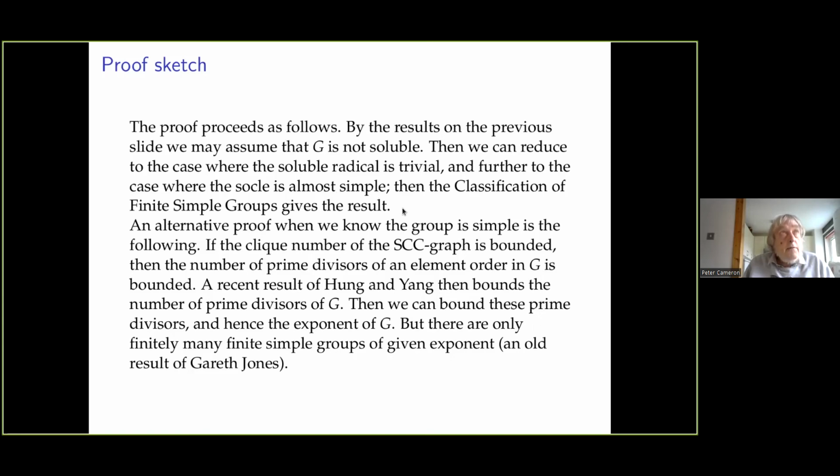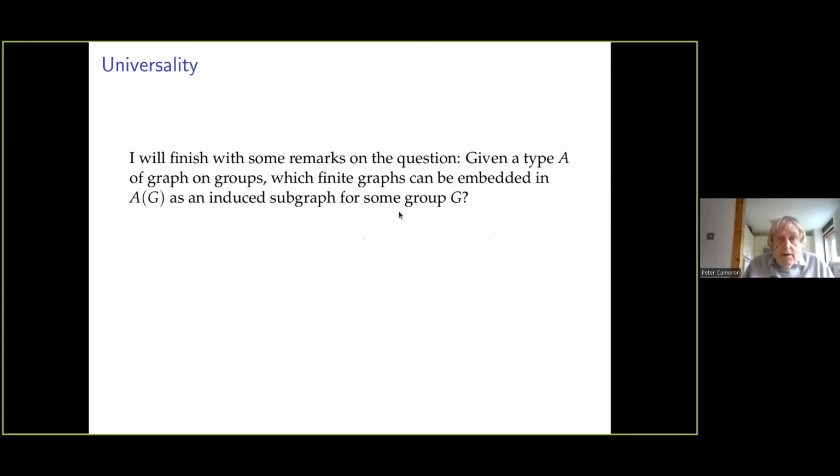Right, well, I have one more topic that I want to tell you about, and let me introduce it in the following way. Suppose we have some kind of graph on a group. I don't care what kind, but I want to know, are those graphs universal in the sense that every finite graph can be embedded as an induced subgraph in A of G for some group G? In other words, you give me a graph, I can find a group for which your graph is embedded as an induced subgraph in A of G.